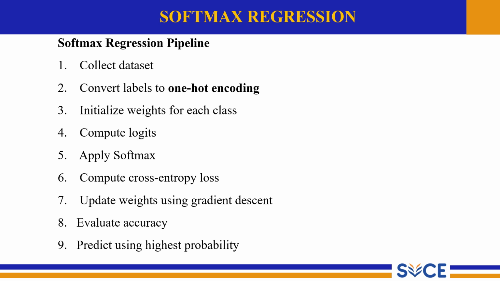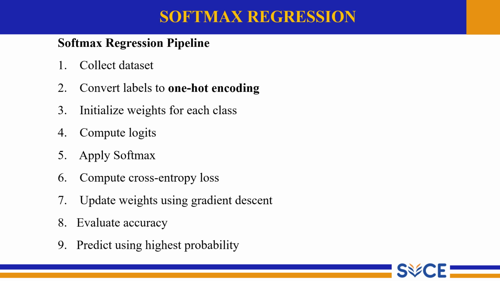That is, the probability of y = k given x equals e^(zk) divided by the summation over j = 1 to K of e^(zj). Step 6 is computing the cross entropy loss. It measures how well the predicted probabilities match the actual labels. Step 7, update weights using gradient descent: Wk = Wk - alpha * ∂J/∂Wk. We adjust the weights to reduce the loss.